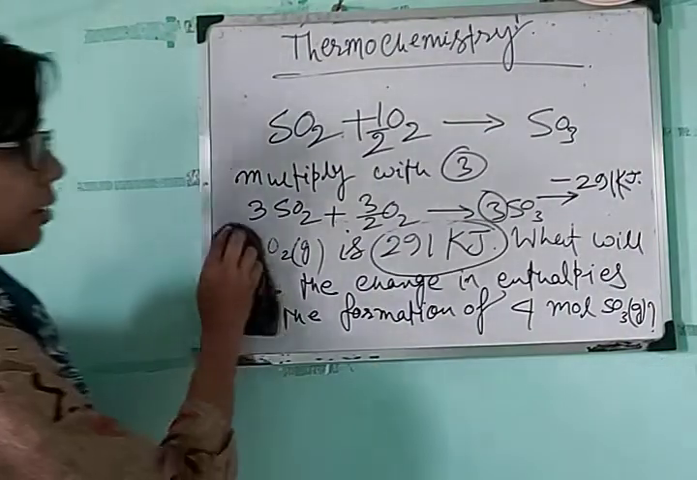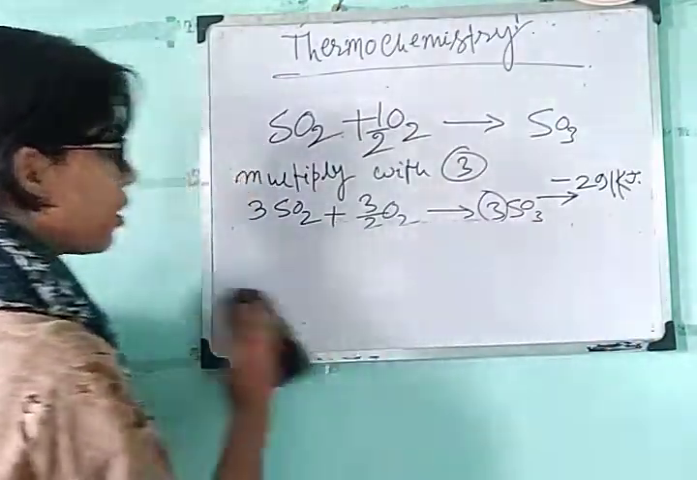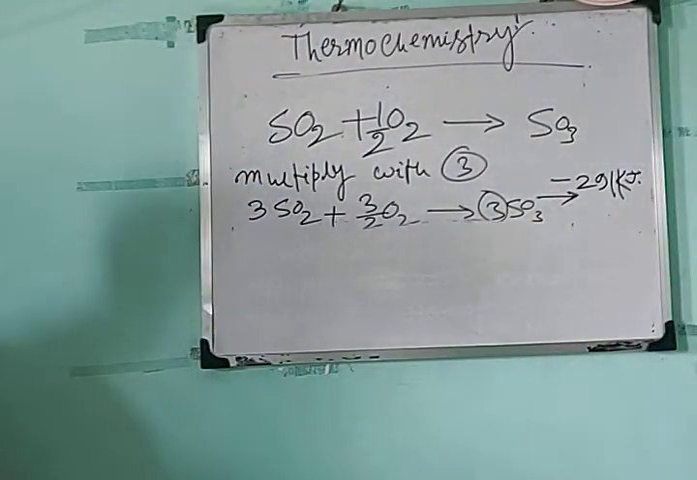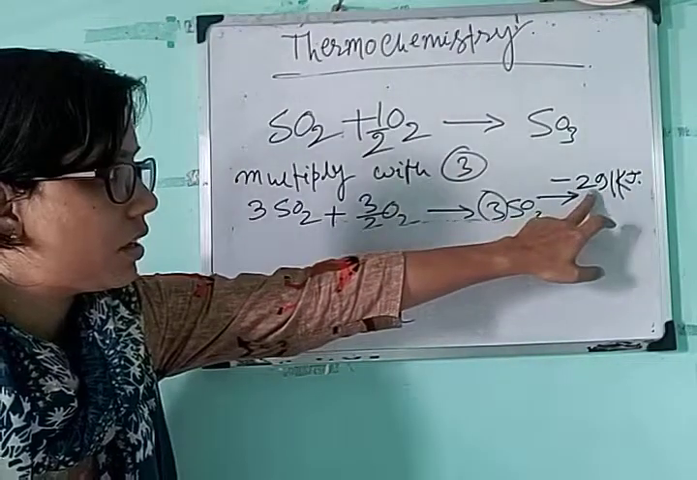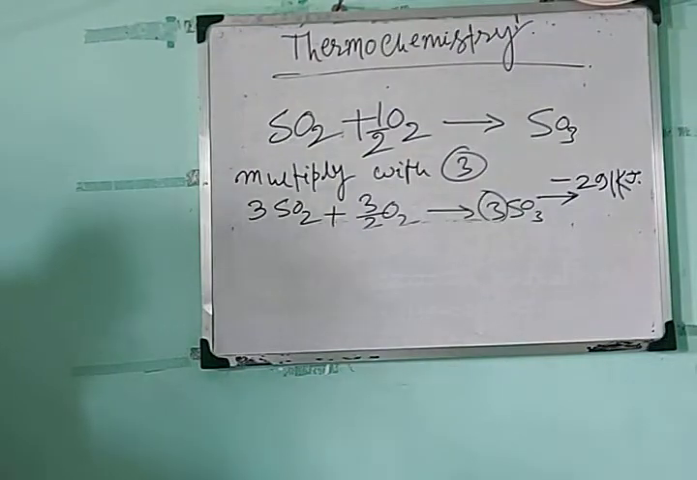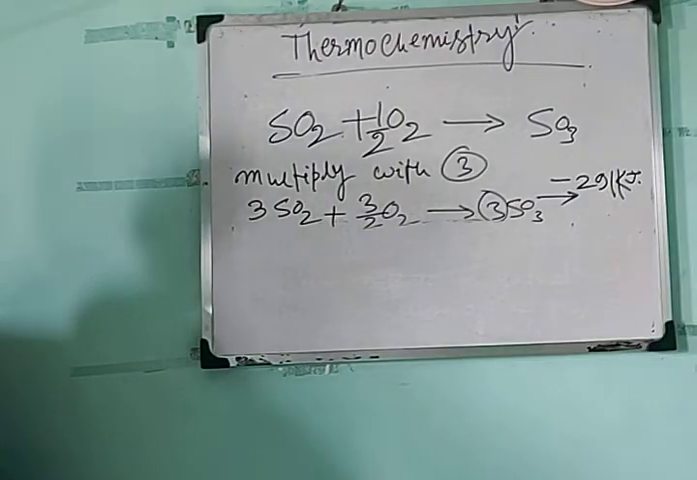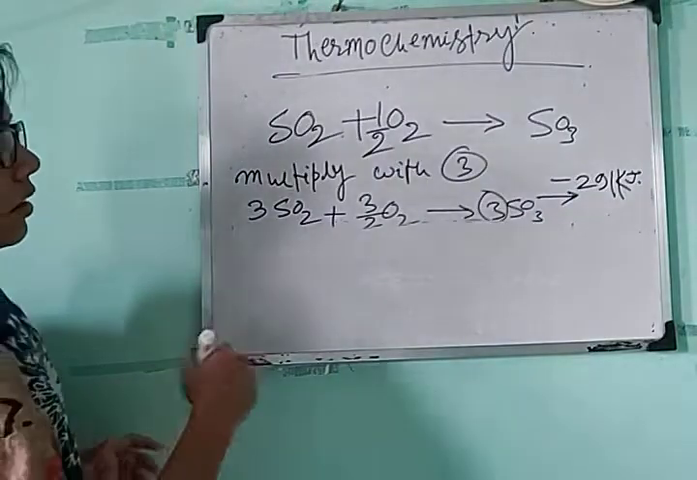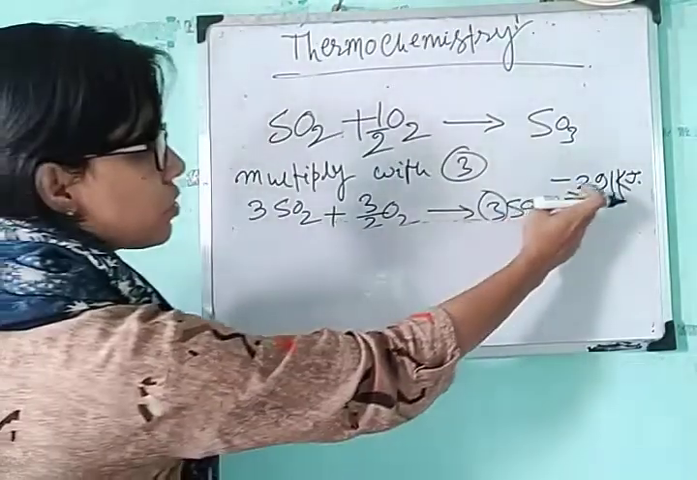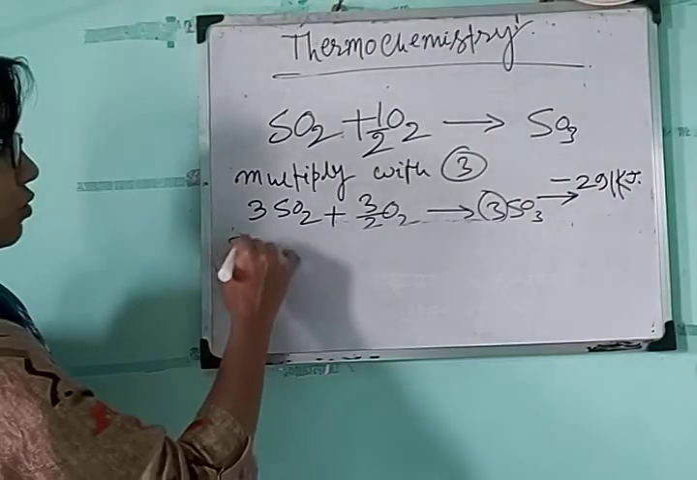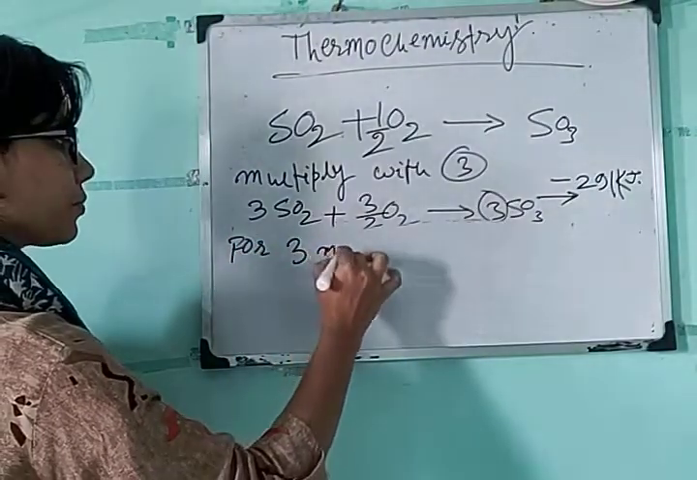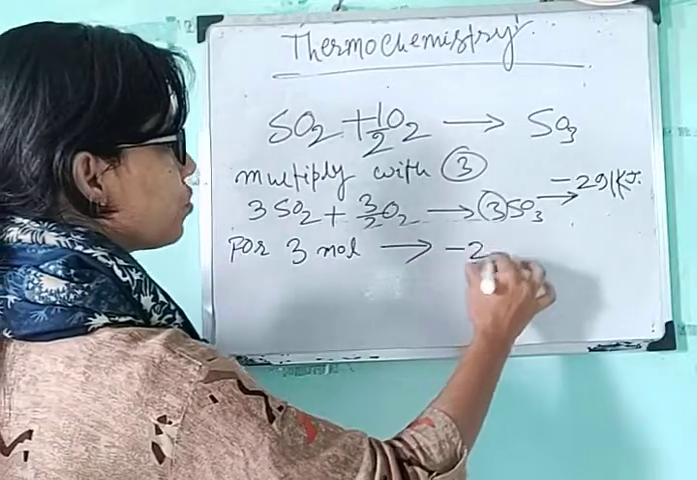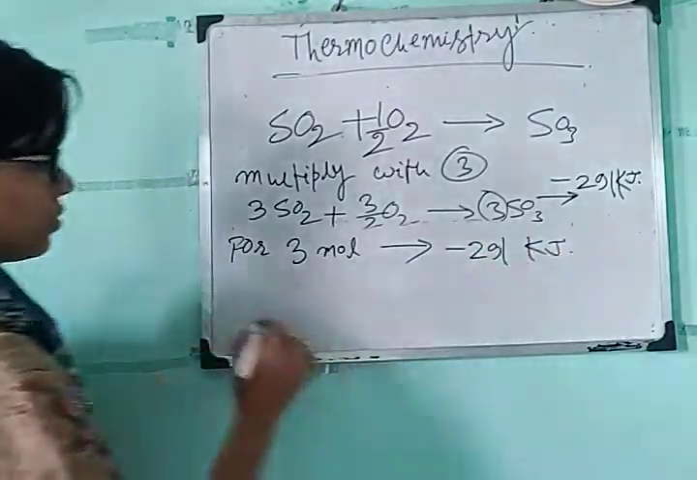Now the question is asking about 4 mole of sulfur trioxide. For the formation of 3 mole of sulfur trioxide, it is given minus 291 kilojoule. So what about for 4 mole of sulfur trioxide? How will you get it? From here you can get it, just by the unitary method. For 3 mole the value is minus 291 kilojoule.